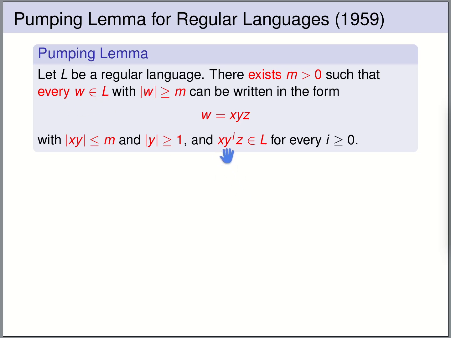We can also pump y twice, then we get that xyyz must be in L. We can pump it 3 times, then we have that xyyyz is in L, and so on. So when using this pumping lemma, you have to be careful about the quantifiers.